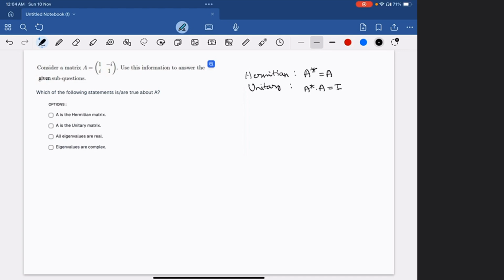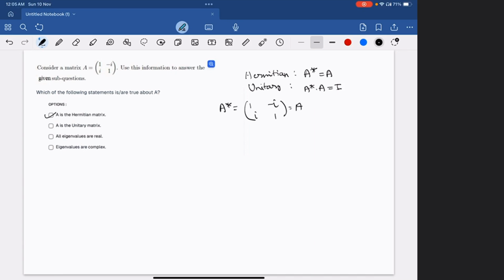Remember that A star represents the transpose conjugate of A, right? So you take the transpose first and then the conjugate. Or you can equivalently take the conjugate first and then the transpose. It wouldn't make a difference, right? So let's quickly check what would be A star in this case. That would be nothing but [[1, -i], [i, 1]], which is same as A. So we can say that A is Hermitian.